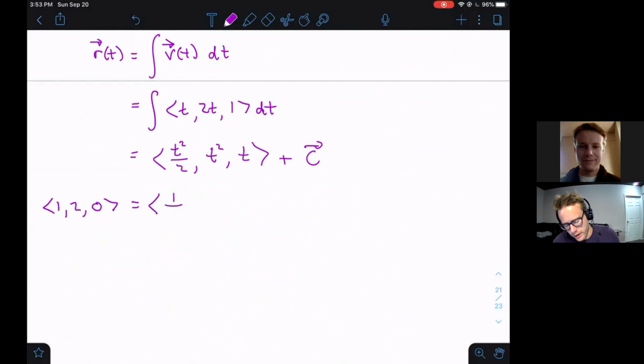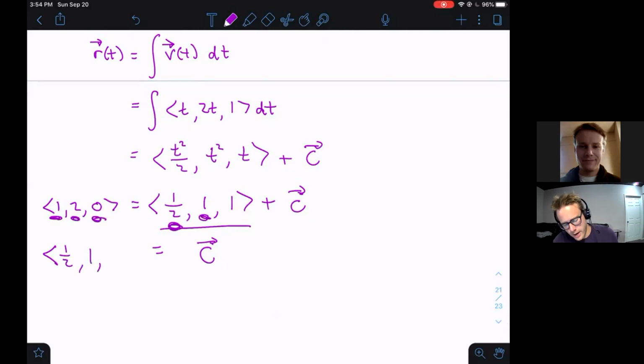So I'm going to do 1 squared over 2, 1 squared, 1 plus this vector here. And just like I brought up last time, right, we can just do algebra in order to solve this. So let me go ahead and subtract away this vector from both sides. On the right-hand side, we'll just be left with c here. And when I subtract that away, well, let's see, 1 minus a half is going to be 1/2. 2 minus 1 is going to be 1. 0 minus 1 is going to be -1. So I just rearrange that, and now we can see that that is what my vector c is.